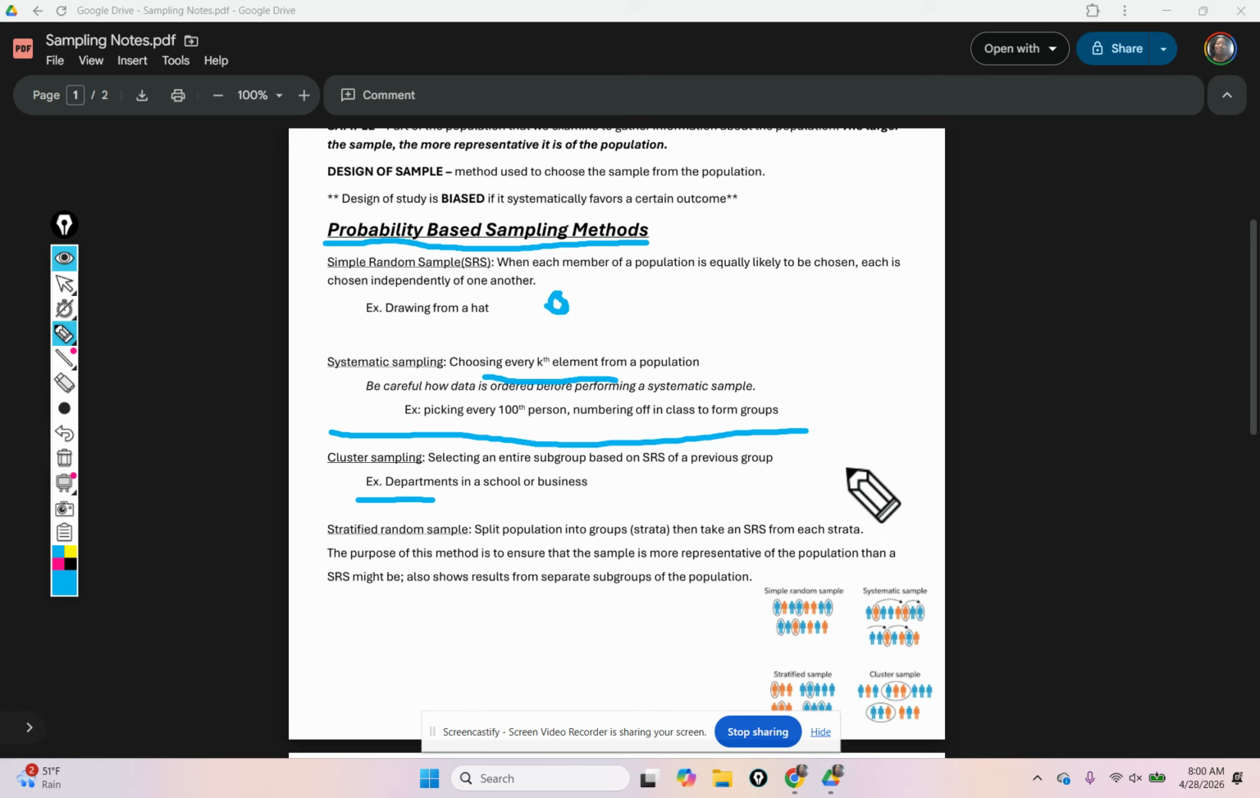A stratified random sample splits the population into two groups and then takes a simple random sample from each stratum. So basically, an example of that would be if I had Smith High School and I split Smith High School between core subjects and electives. And then I choose a simple random sample from the core subjects and a random sample from the elective subjects. That's how we will get a stratified random sample.